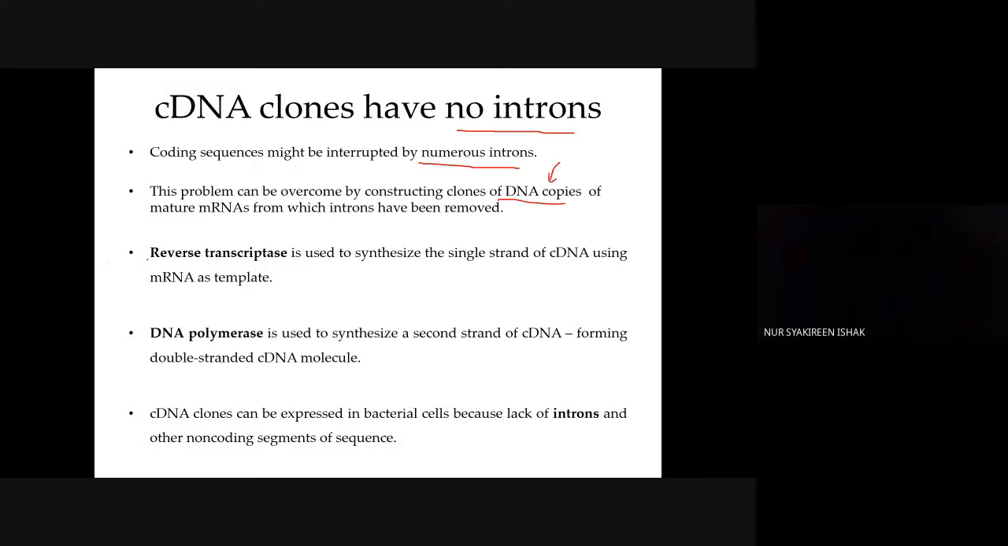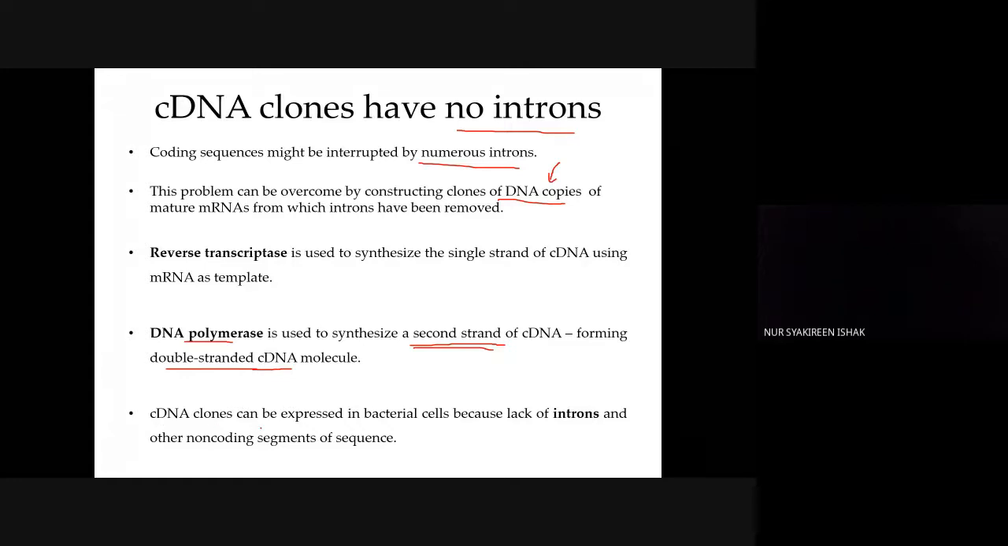So you need two types of enzyme. The first enzyme is reverse transcriptase. It is used to synthesize the single strand of cDNA using mRNA as template. Second, you will need DNA polymerase. This DNA polymerase will synthesize the second strand of the cDNA and form the double-stranded cDNA molecule. DNA polymerase will use the first strand as template to synthesize the second strand.